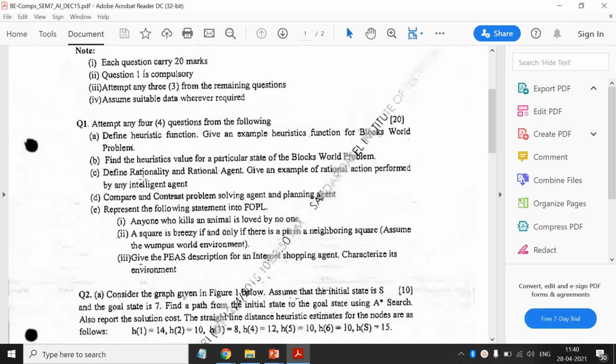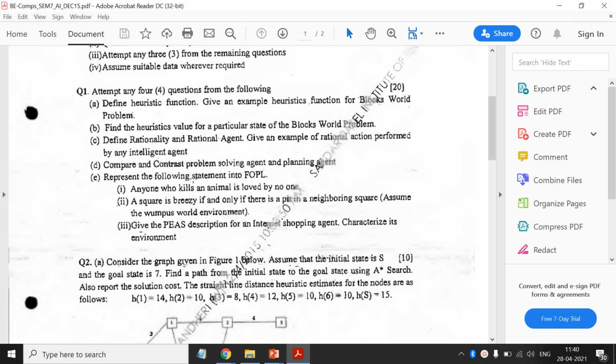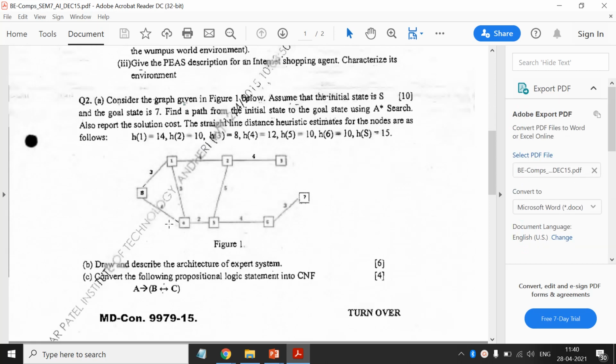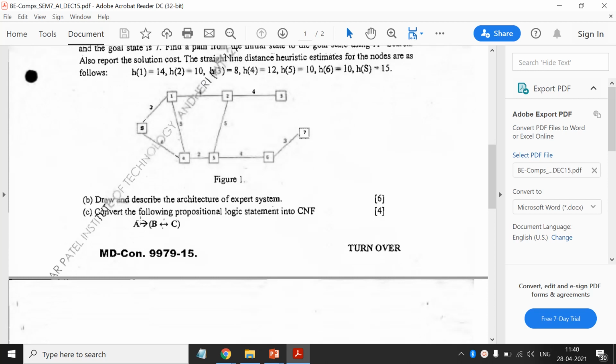Heuristic function, rationality, then problem solving agent. FOPL stands for first order predicate logic, which is our next topic. Okay, next, here we have a question based on propositional logic. Convert the following propositional logic statement into CNF.